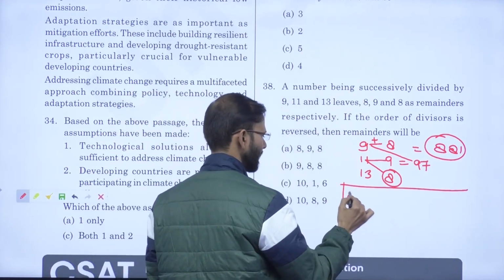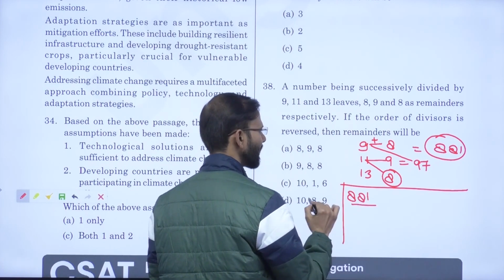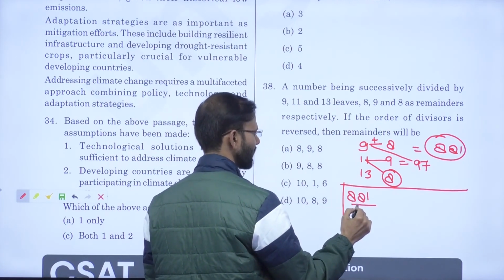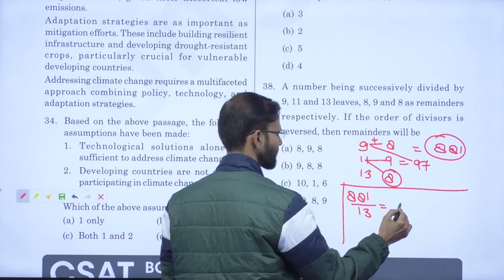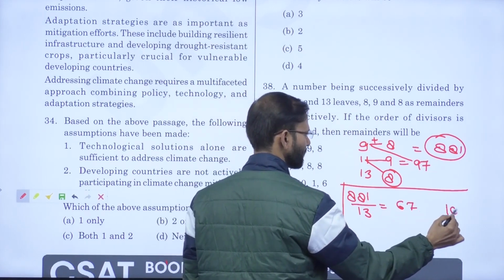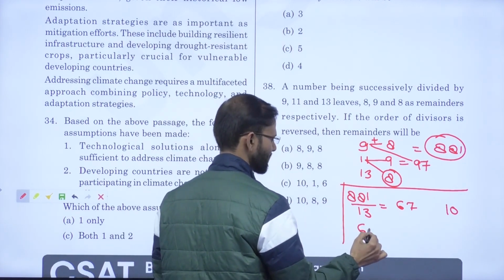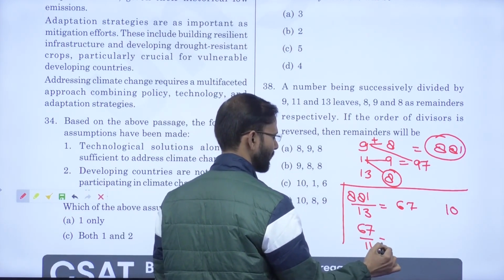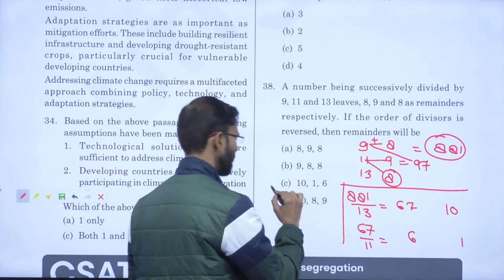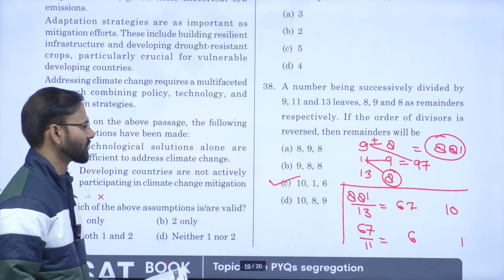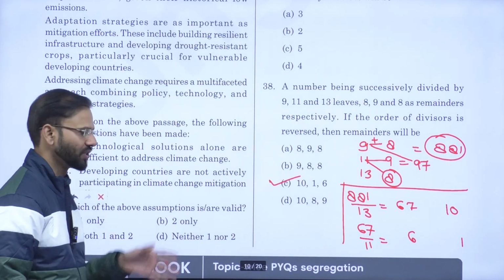And 881 divided by 13, you are getting 67 and 10. So this 10 is there in the two options. Okay, 67 is divided by 11, which is 6 and 1. So 10, 1. Right? So the answer is C option guys.